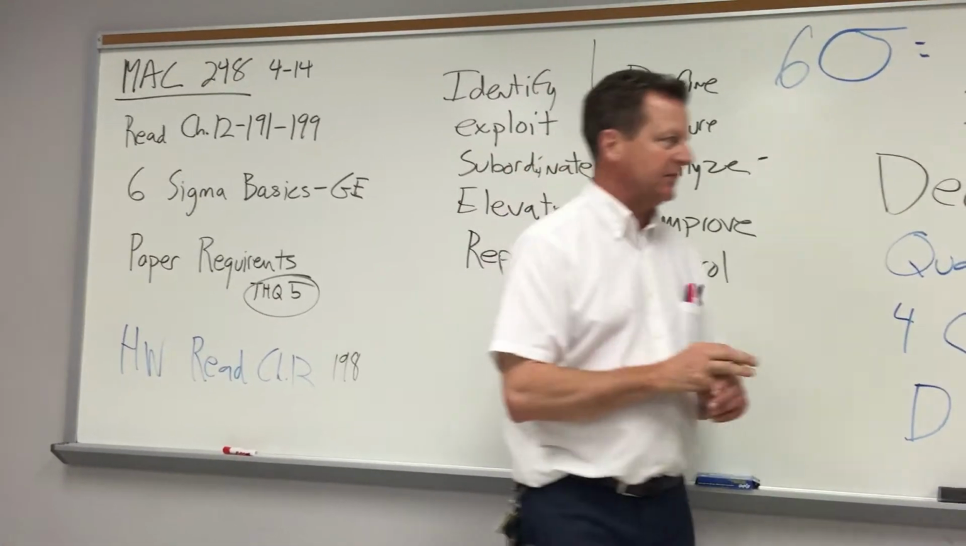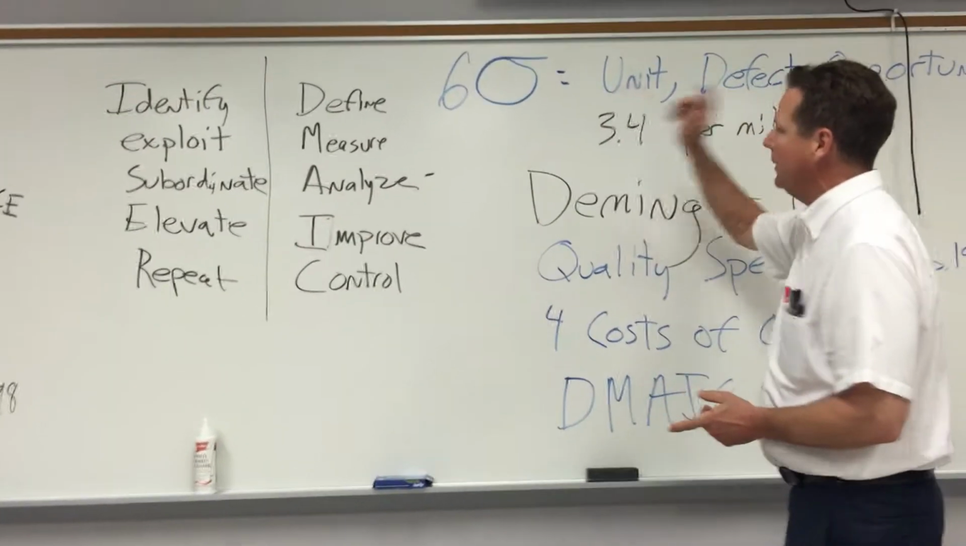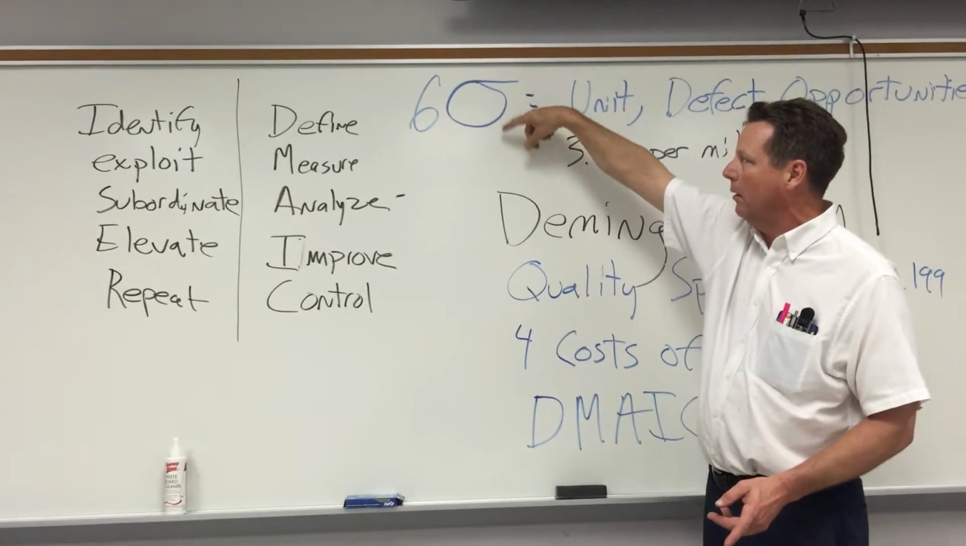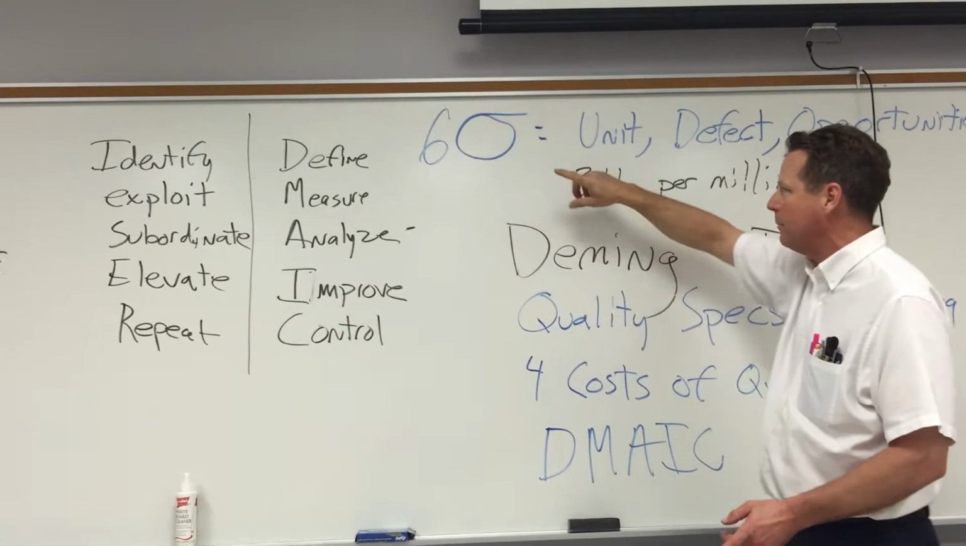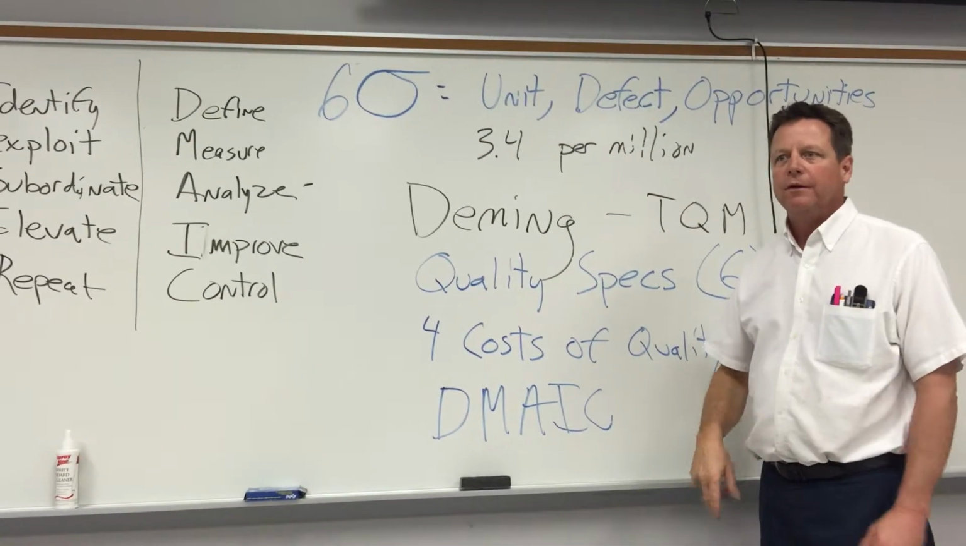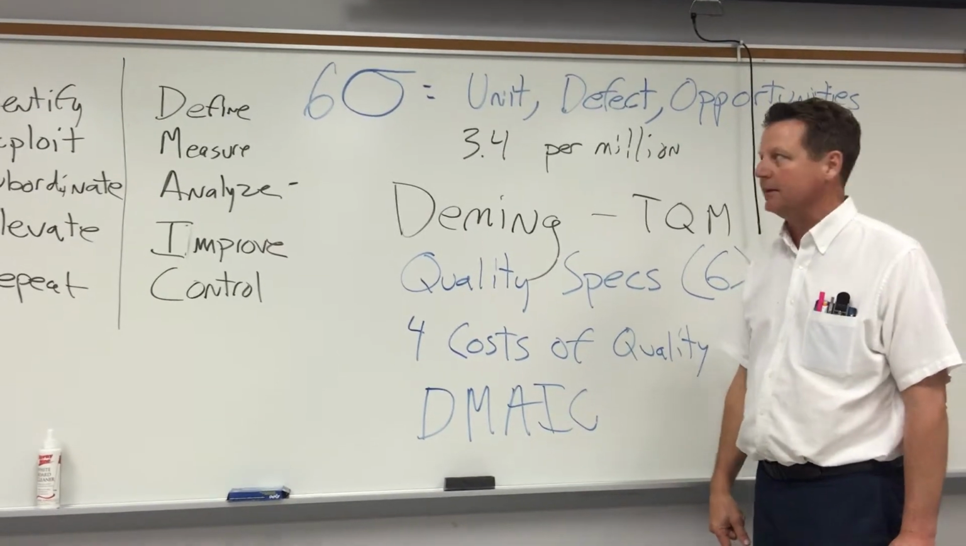So Six Sigma basics. What are we talking about? I went through the book. I got to about page 199. Six Sigma. This is the Greek symbol for sigma. It's like a weird looking O with a letter on the top of it. We have to know what's meant by 3.4 defects per million units or opportunities.